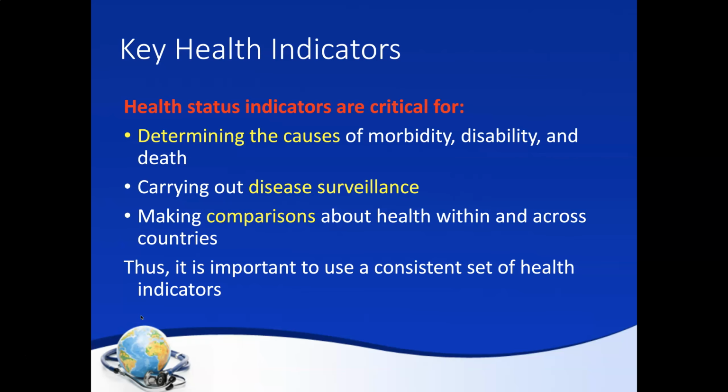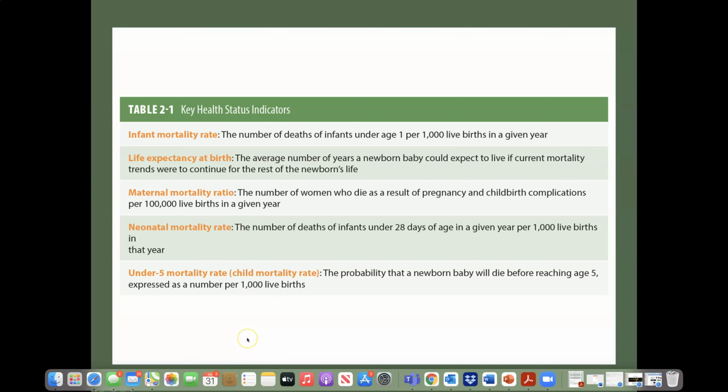And so in order to look at these key health indicators, we've got to come to some type of consistent set of health indicators that all countries can use. So these are the key health status indicators that typically countries will use to look at the health of their country. Infant mortality rate, life expectancy at birth, maternal mortality ratio, neonatal mortality rate, and the under 5 mortality rate or child mortality rates. And so when you're looking at a country, these are the typical status indicators that you will see. And we will discuss other ones as well, but these are the key ones.